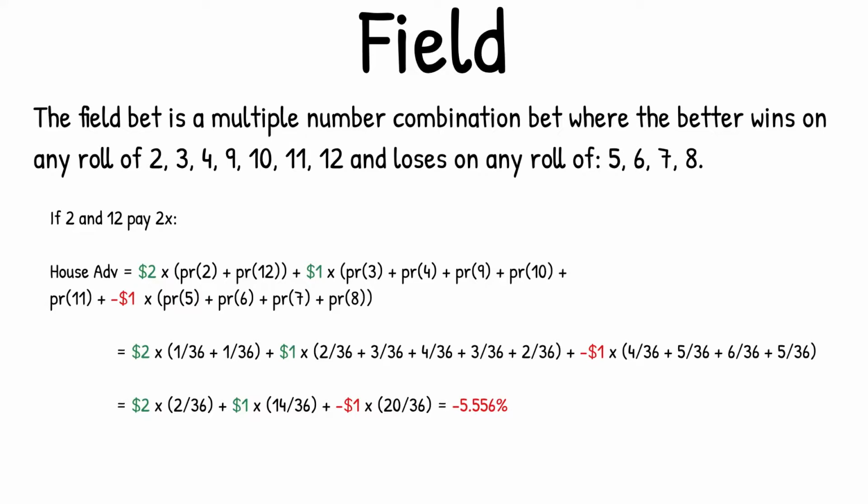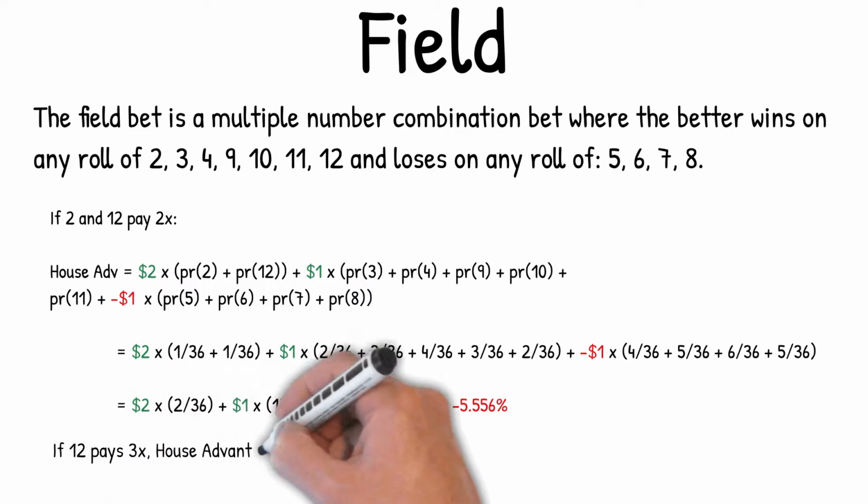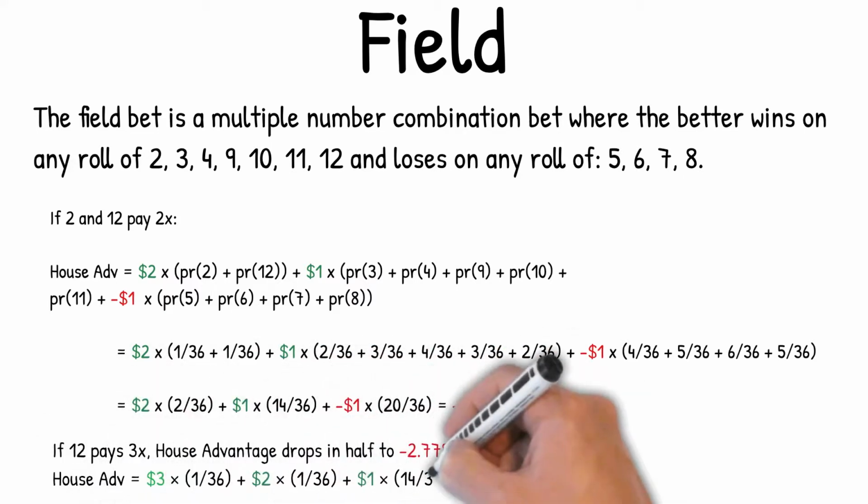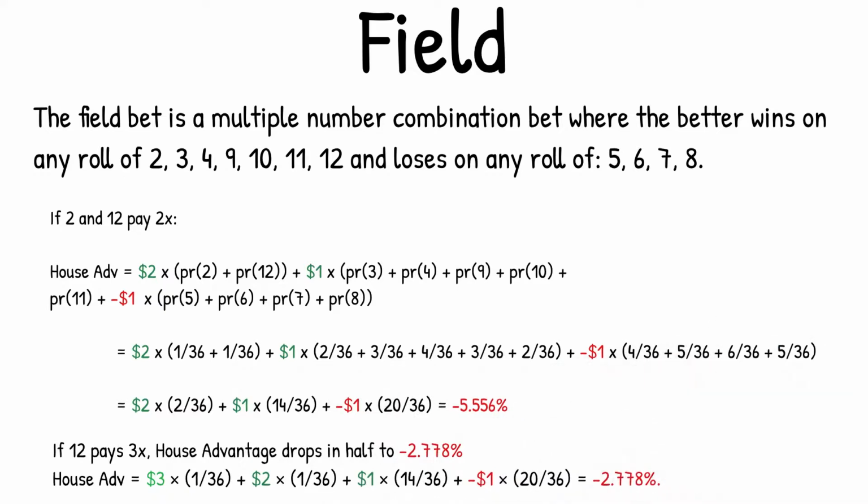This breaks down to $2 times 1 over 36 plus 1 over 36, plus $1 times 2 over 36 plus 3 over 36 plus 4 over 36 plus 3 over 36 plus 2 over 36, plus minus $1 for a loss times 4 over 36 plus 5 over 36 plus 6 over 36 plus 5 over 36. The house advantage equals $2 times 2 over 36 plus $1 times 14 over 36 for a win, plus minus $1 loss times 20 over 36, equals a negative 5.556% house advantage.